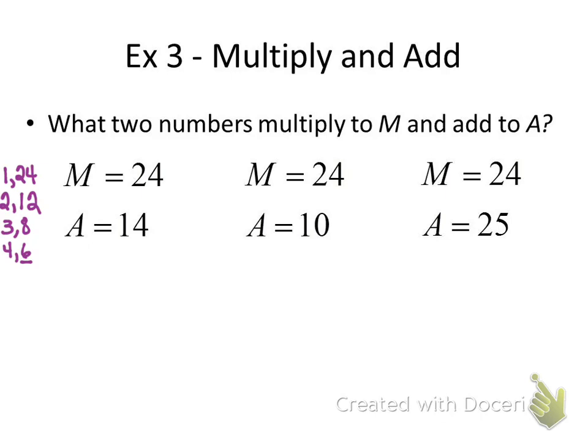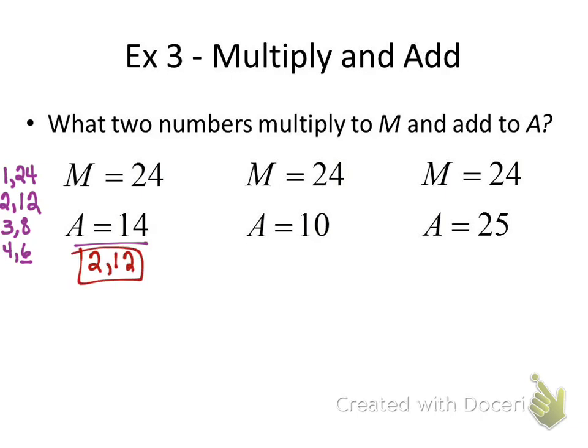Step 1 says list the factor pairs of M, and I listed all the factor pairs of M. Now I'm ready to find the A. Step 2 says choose the factor pair with a sum of A. What's my first A? It's 14, right? Which of those factor pairs can I add together to equal 14? 2 and 12, because 2 plus 12 is 14. So my first answer is just 2 and 12. That's the only thing we do in the boxes.